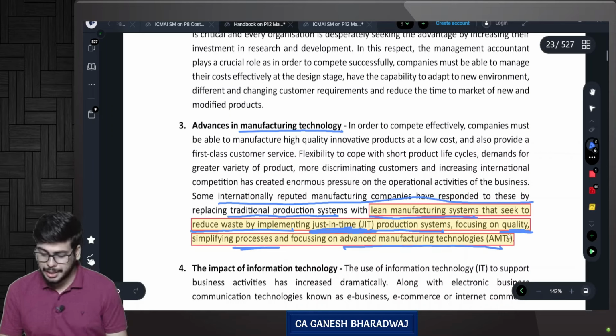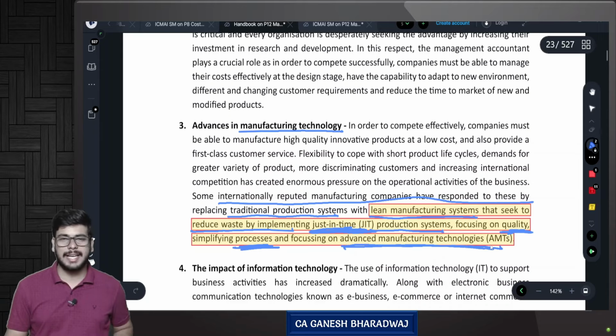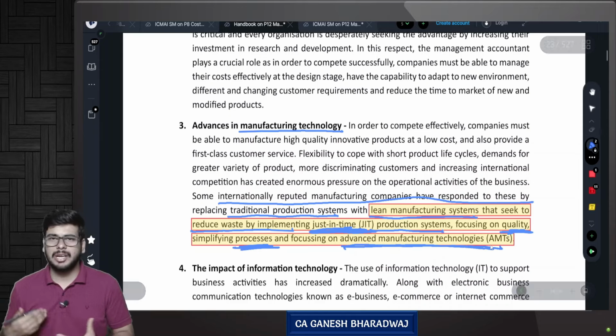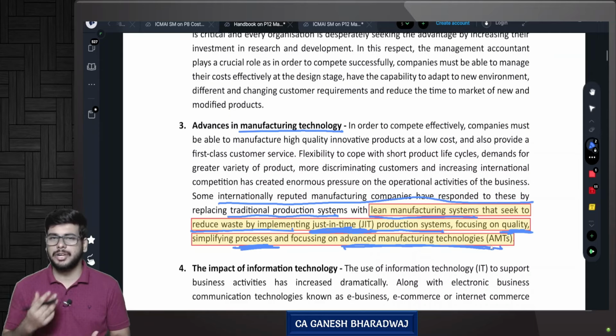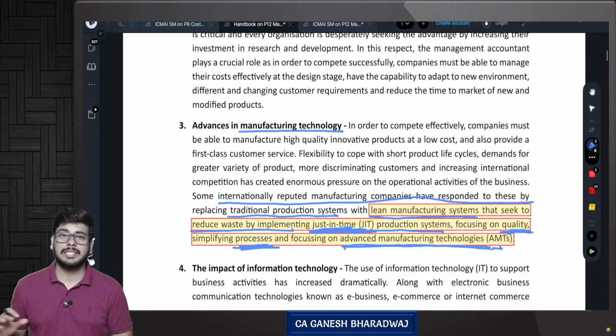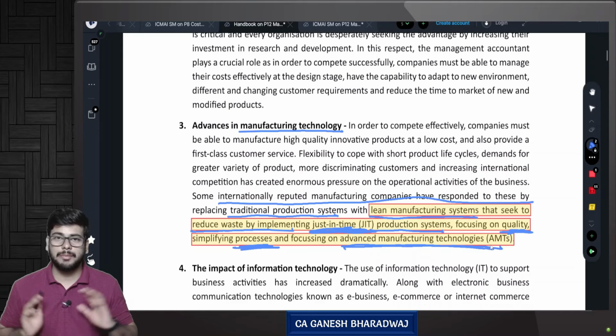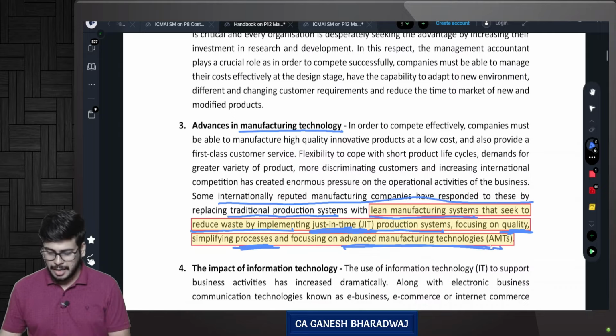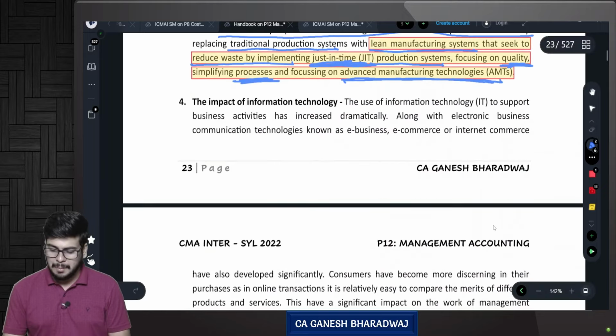Focusing on quality and simplifying the processes and focusing on advanced manufacturing technologies, AMTs. So big companies come up with the latest technologies, artificial intelligence driven tools and all that. In fact, there was one automobile company that said, we are going to have a factory that is 100% manless. Meaning not even a single human being will be sitting inside the factory. It's all going to be robots. These are all some advanced manufacturing technologies. Clear. The impact of information technologies needs to be considered.